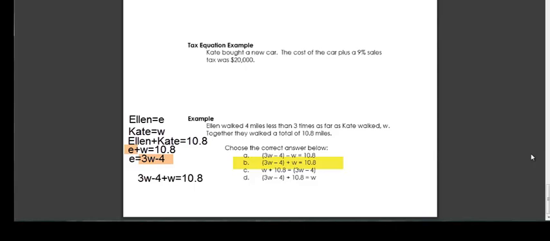We could continue to solve this and figure out how far Kate walked, and then we could figure out how far Ellen walked from them. So I just wanted to make sure you could just pick out the right answer from this problem.